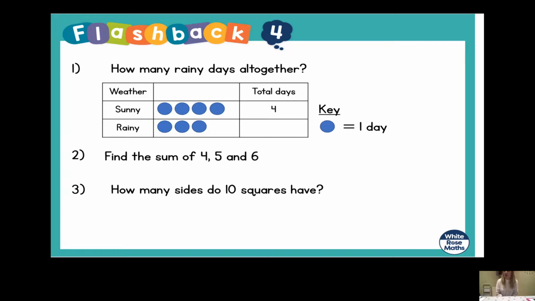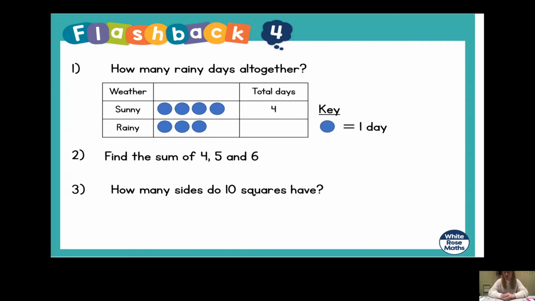Now, before we do that, I would like us to warm up our brains with our flashback. So here's your flashback for today. There are 3 questions. In the first question, it says how many rainy days altogether. So you need to have a look at the key and you need to have a look at the pictogram for rainy days, and you need to work out how many rainy days there were in total.